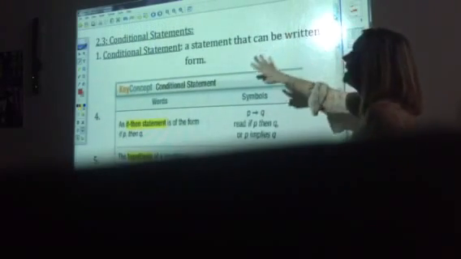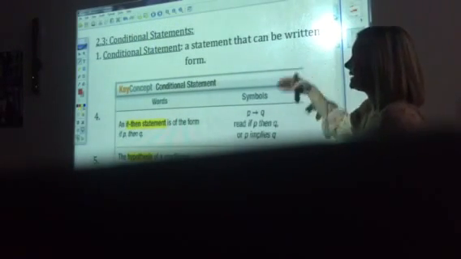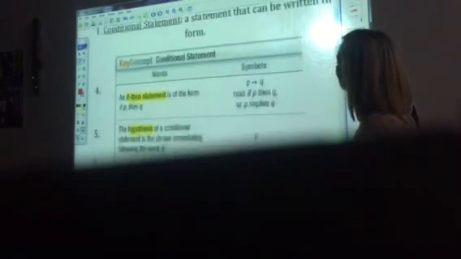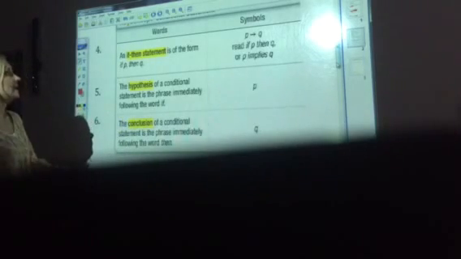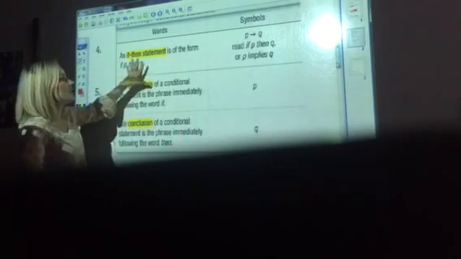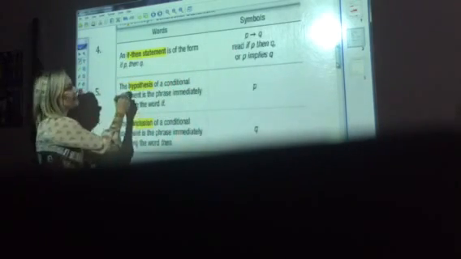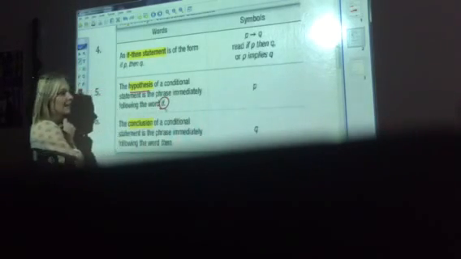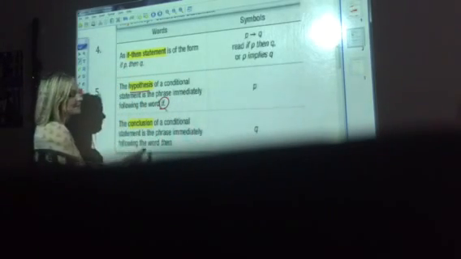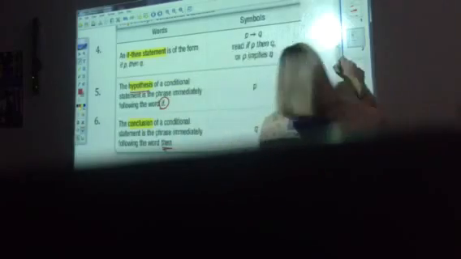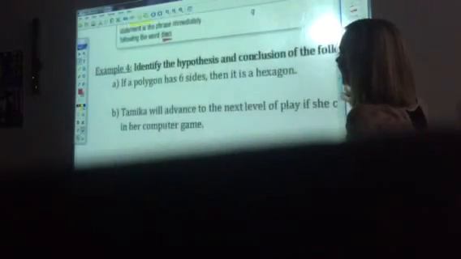All right, so now we're going to get into some sentence structure, okay? A conditional statement is a statement that can be written in the if-then form. And basically, the if-then form says, like, if today is Monday, then tomorrow is Tuesday, okay? The if-then form would be written like this, okay? The P, what we call, is the hypothesis, and that's anything immediately following the word if, okay? The conclusion, which we call Q, would be anything that would immediately follow the word then.